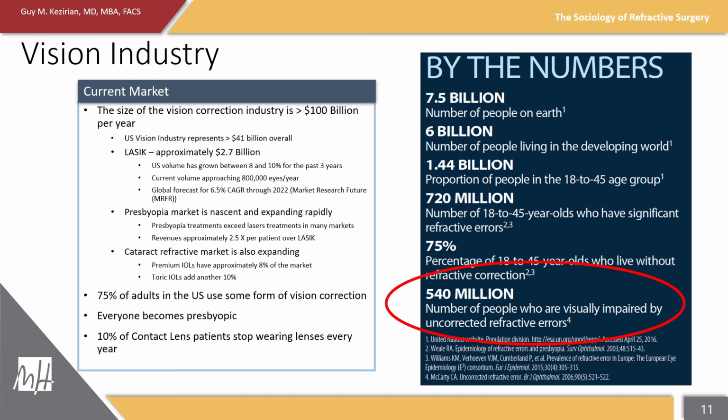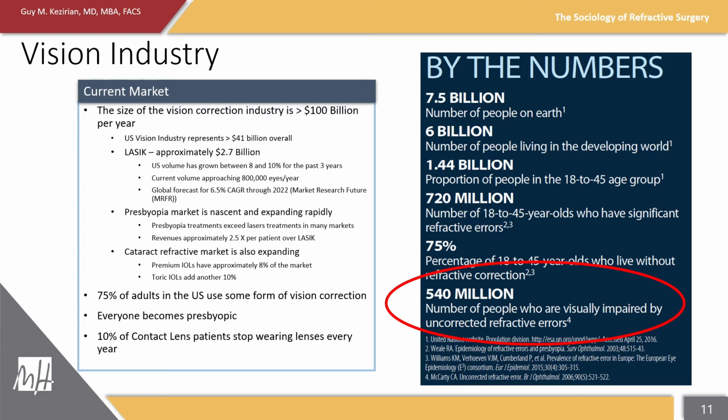75% of adults in the US use some form of vision correction, and everyone becomes presbyopic. 10% of contact lens wearers stop wearing contact lenses every year. Now, these are people who chose to get out of their glasses and wear contact lenses, which is not convenient or easy to do. These were motivated people. When they come out of those contact lenses, most of them would prefer to have their eyes fixed than to go back to glasses. With proper education, that can become the case.